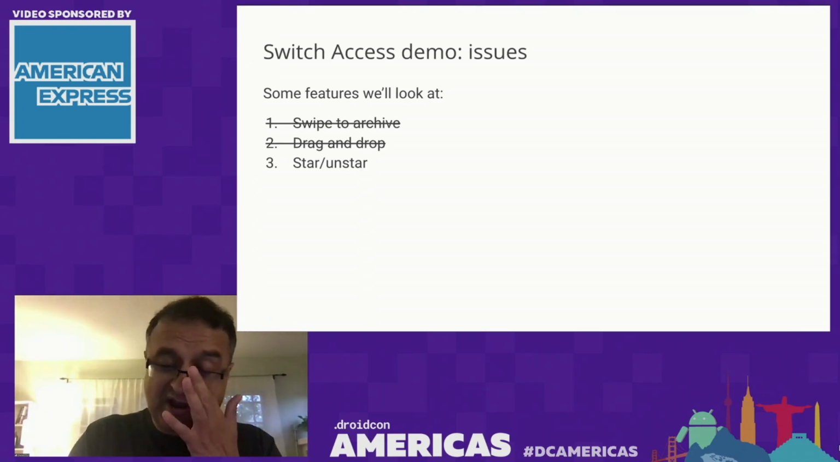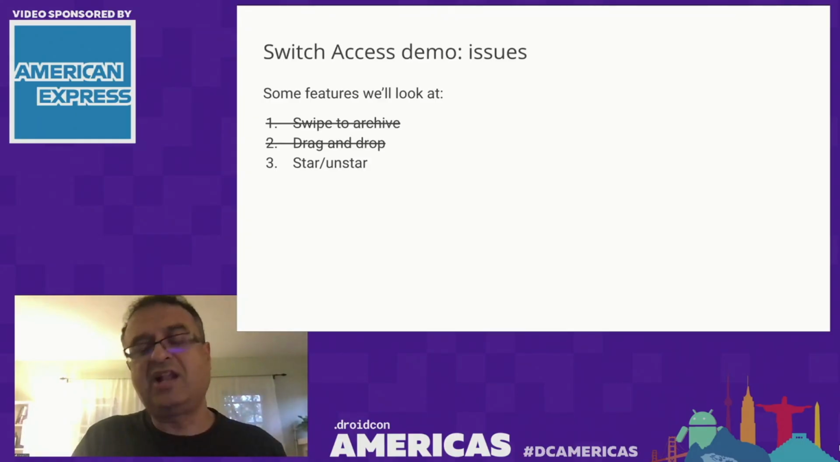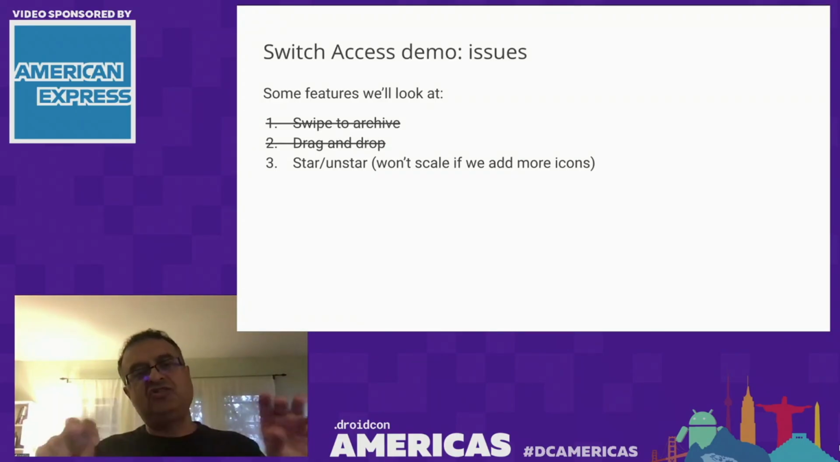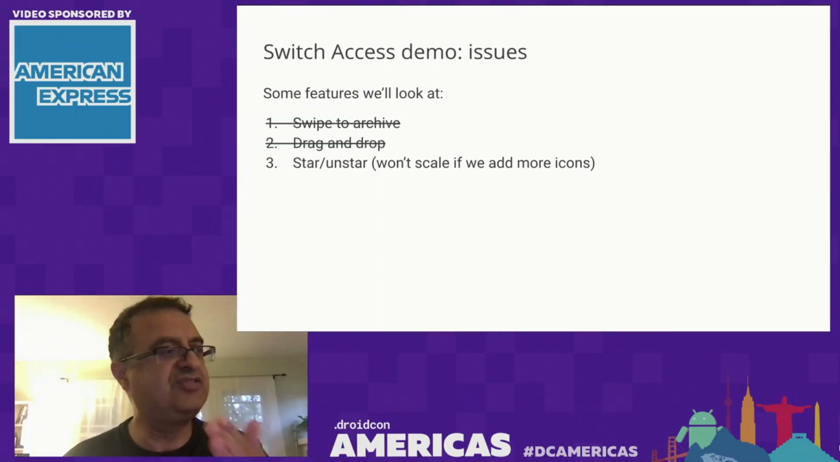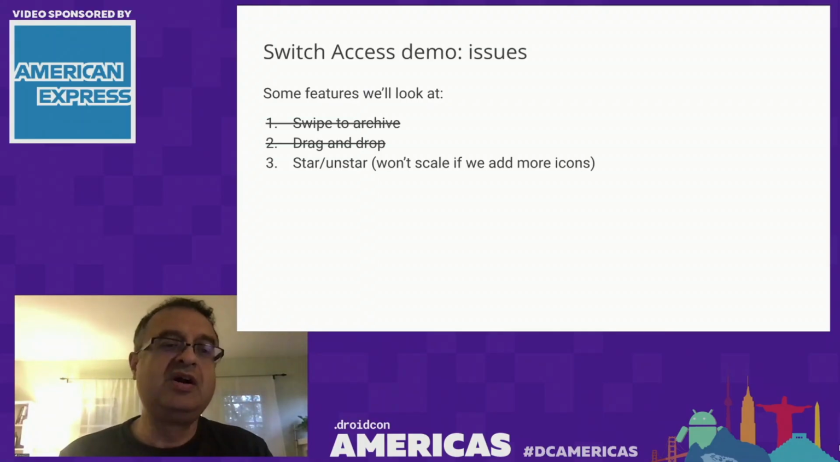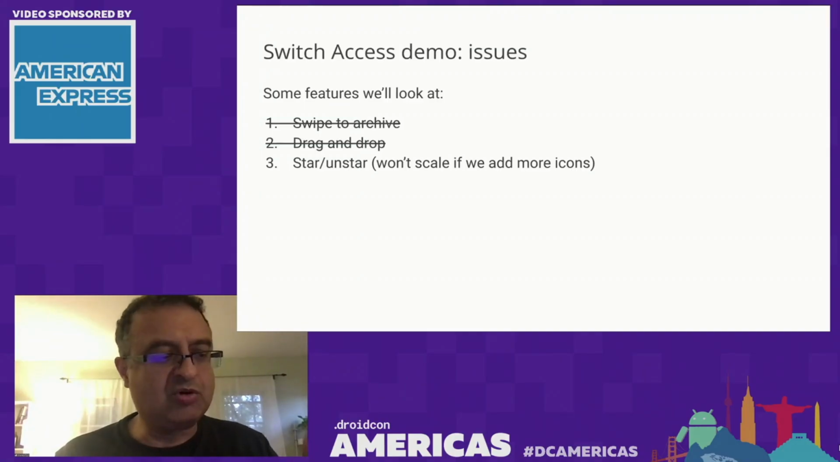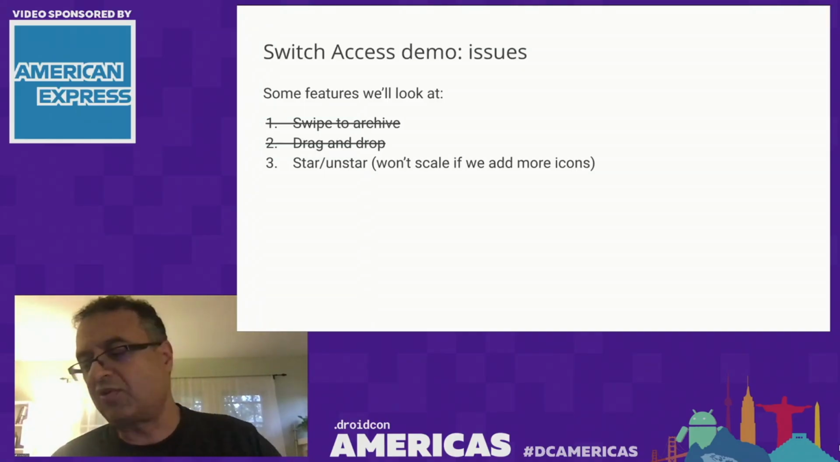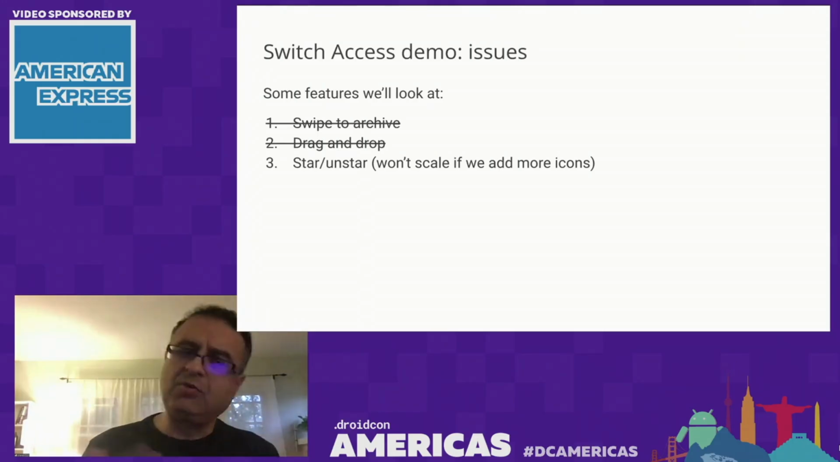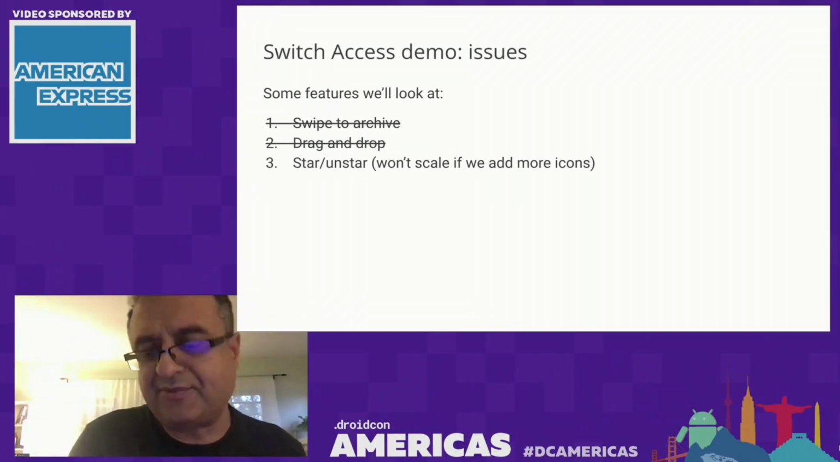The thing with the star and unstar is while it works perfectly well, it will probably not scale terribly well if each list item has multiple icons. Like let's say if you had an edit icon or share icon or whatever, the switch access user would have to go through every one of those icons before getting to the next item, and same thing for the next item, etc. So it works, but it's a little clunky, and we can do better.